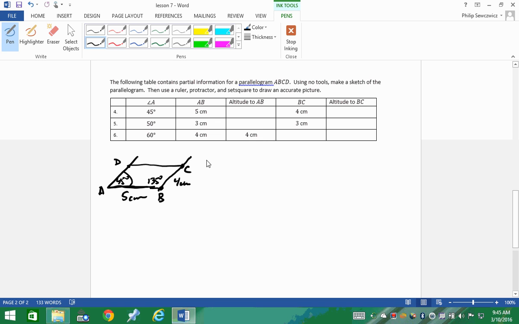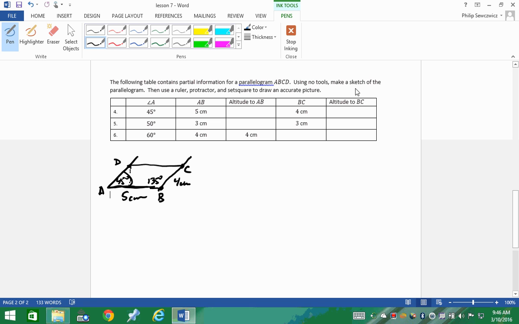Now, what they want is the altitudes to AB. So if there's AB and I need to land on AB, that means I need to come down from that particular point. So what we want to do here is, again, get a sketch. I don't know what that length is, but what we do know is that that's the altitude.